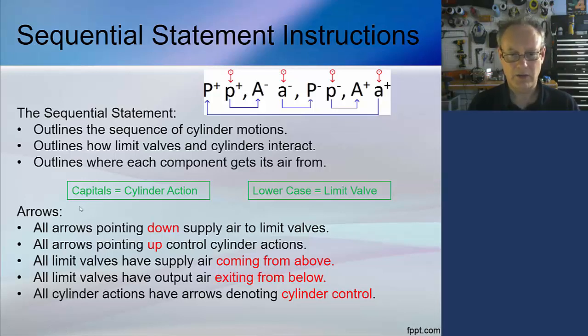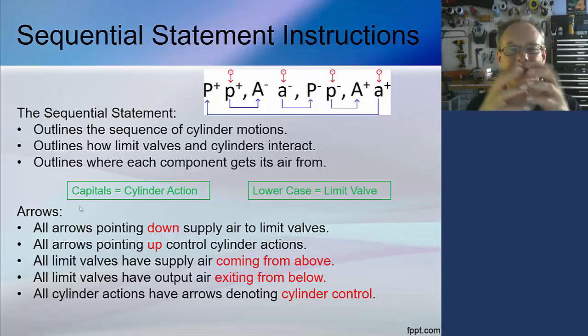All arrows pointing down supply air to limit valves. So you can't have an arrow pointing down unless it's supplying air to a limit valve. It doesn't supply air to any actions. It doesn't supply air to anything. It just supplies air to limit valves, which makes me think, how do I define a limit valve? Well, the limit valves are the lowercase letter of the action.